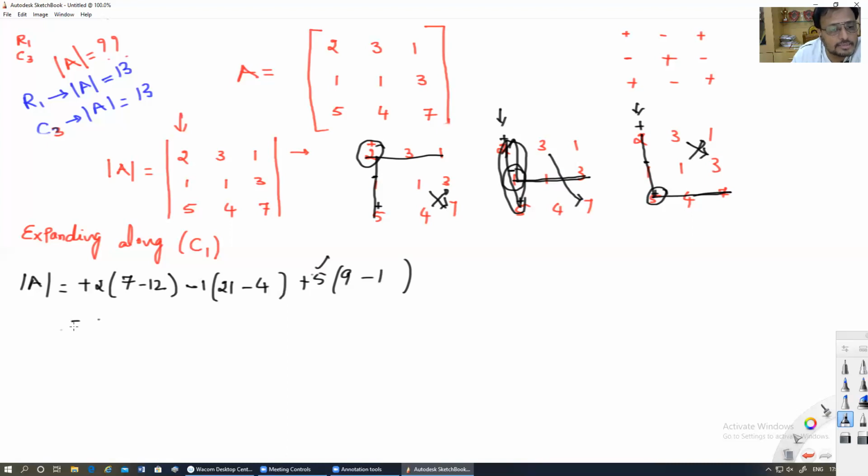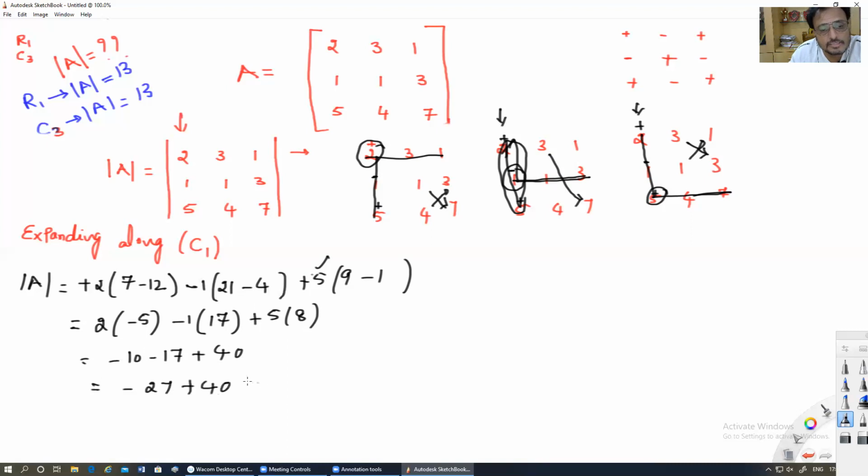This is the technique. You can write 2 times of minus 5 minus 1 into 17 plus 5 into 8 minus 10 minus 17 plus 40. That is equal to minus 27 plus 40. I think the answer remains again 13. See, look at. If I expand by using C1 also, the determinant remains 13 only. So definitely from this what we can understand.